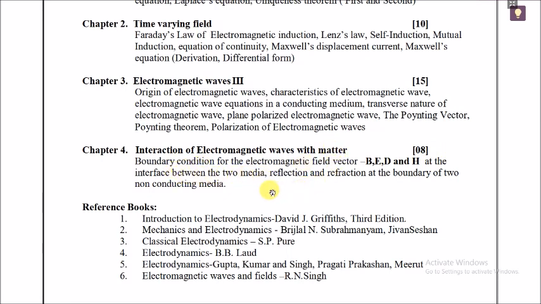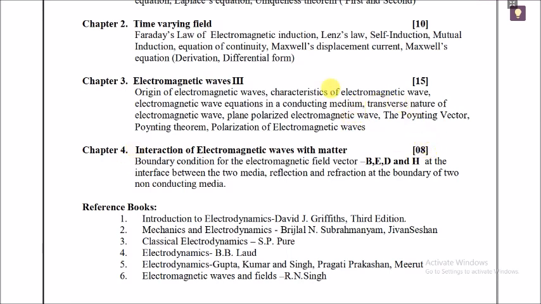The next point is reflection and refraction at the boundary of two non-conducting media. Again we know that some surfaces are refractive surfaces, some surfaces are reflective surfaces. So when light passes through such a material or medium, there may be reflection or refraction. What is the condition of these electromagnetic waves or the electromagnetic field during reflection and refraction at the boundary of two non-conducting media will be given in this chapter. This chapter is again very interesting, and it is given 8 lectures.